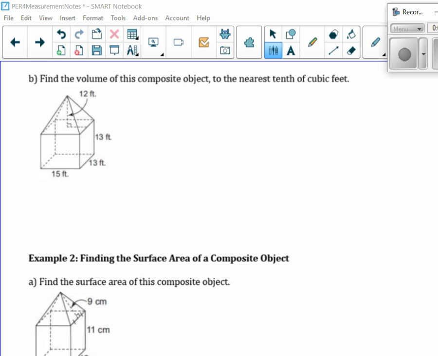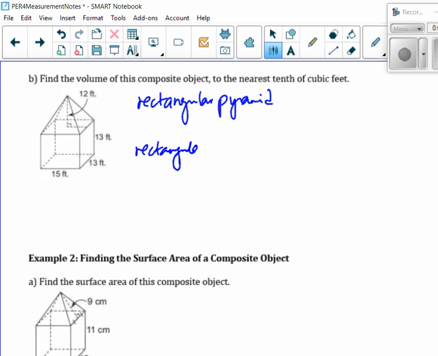So what do we have there? We have a square pyramid, yes? No, that's not even a square pyramid. That's a rectangular pyramid. And on the bottom, we have a rectangular prism, yes? Remember, a pyramid goes up to a point and a prism stacks straight up, right?